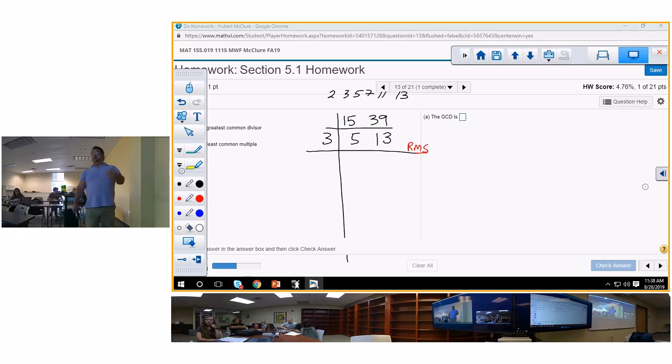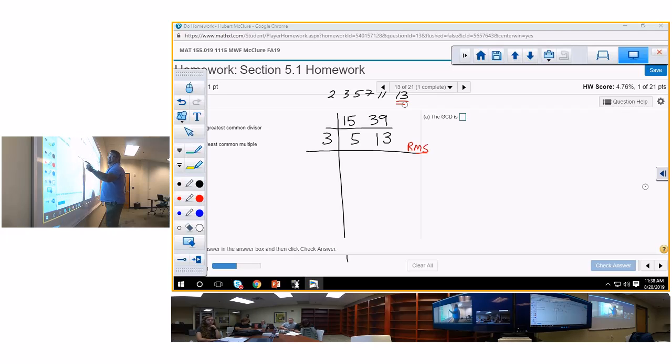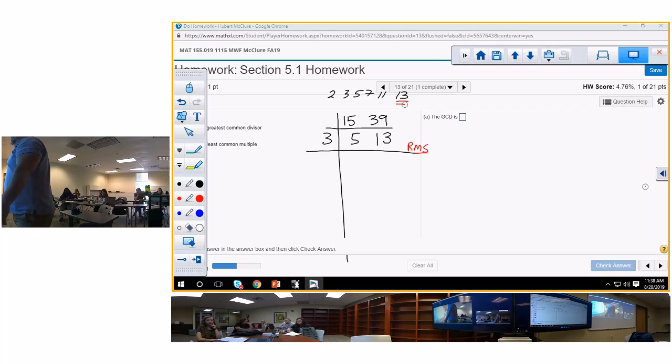So how do I know that? 13 is a prime number, and also had it where? Right there. So that's a dead giveaway. So I know the real math stops because the only number right here that can go into 13 is 13.1, and that's not 13. So you know that the real math stops because that's a prime number, and that's a prime number.